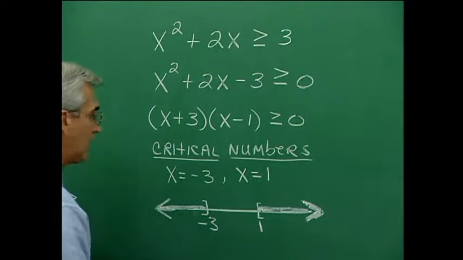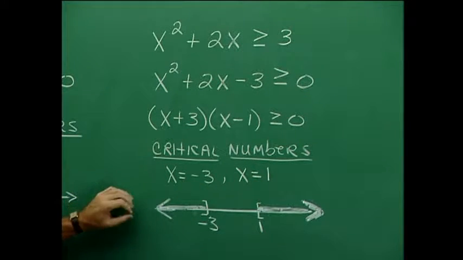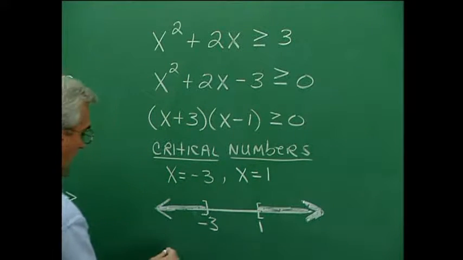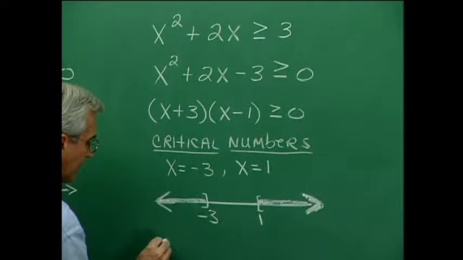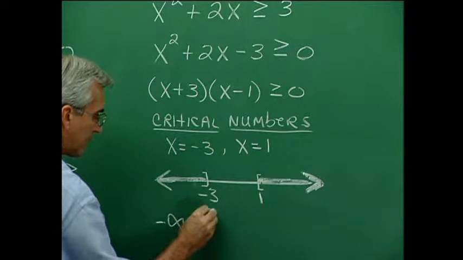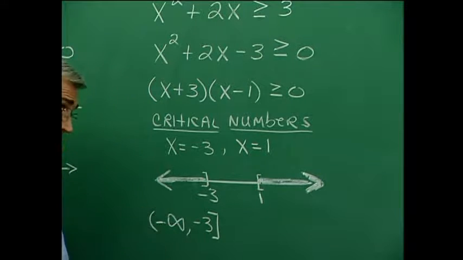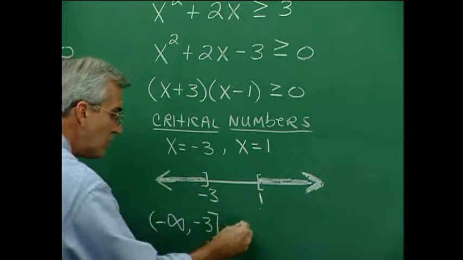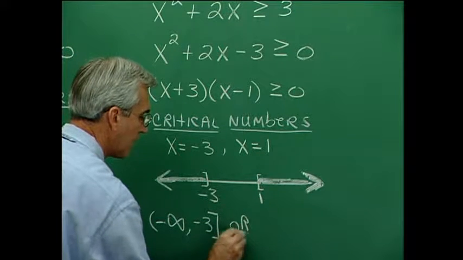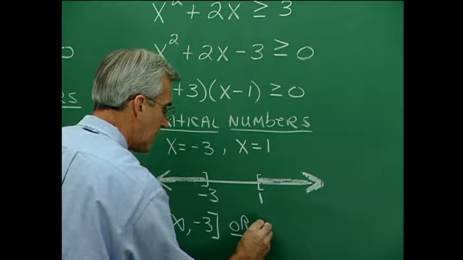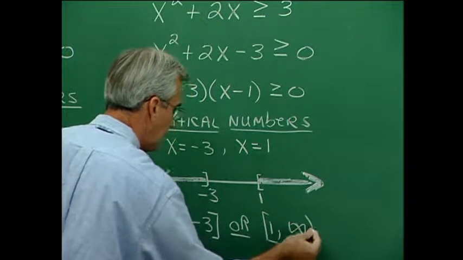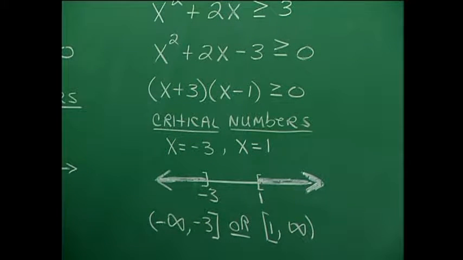So now we're talking about the values that lie in this interval along with the values that lie in this interval. Now in interval notation, it's negative infinity to negative 3, including the negative 3. And it's the union of this set with that set, or that we can use the word or. Now the interval here is 1 to infinity, including the 1. And so here then would be our answer.